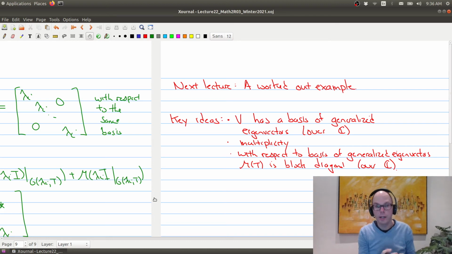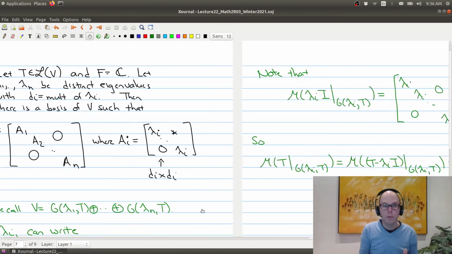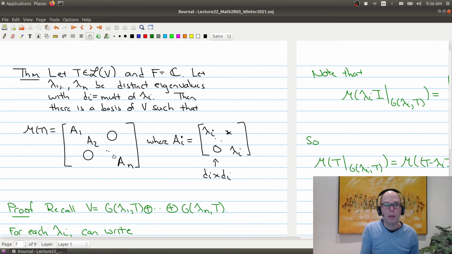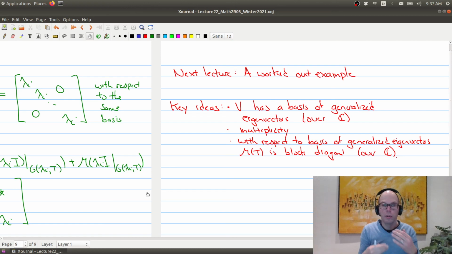Now there's a bunch of key ideas here. First of all, that V has a basis of generalized eigenvectors over the complex numbers. This is a very important result, and we saw it being used multiple times in today's lecture. We introduced the notion of multiplicity, and the other big thing that we did is that with respect to these bases of generalized eigenvectors, the associated matrix is a block matrix. I know there's a lot going on there. I hope this helps illuminate the material of section 8B, and I'll see you in the next lecture.